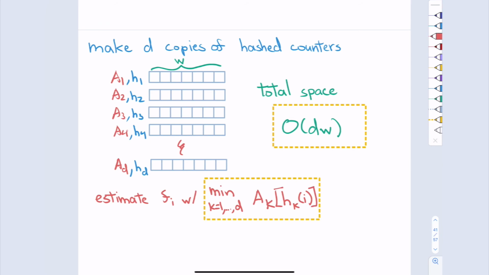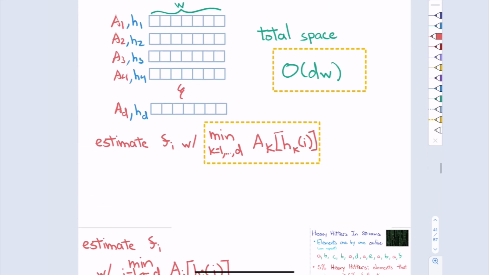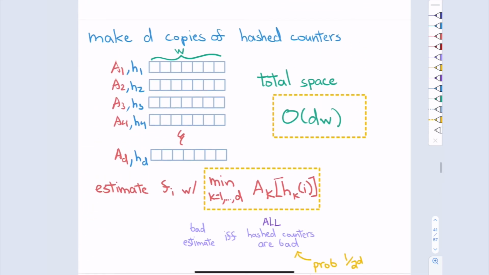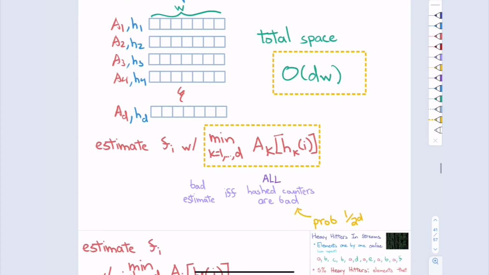I think I wrote something here with that, right? Okay. So again, this will only be a bad estimate if all of your data structures overcounted. Right? Because you're returning the min, and you're only worried about overcounting. So your smallest estimate will be bad only if all the estimates are bad. So that will happen with probability 1 over 2 to the d.